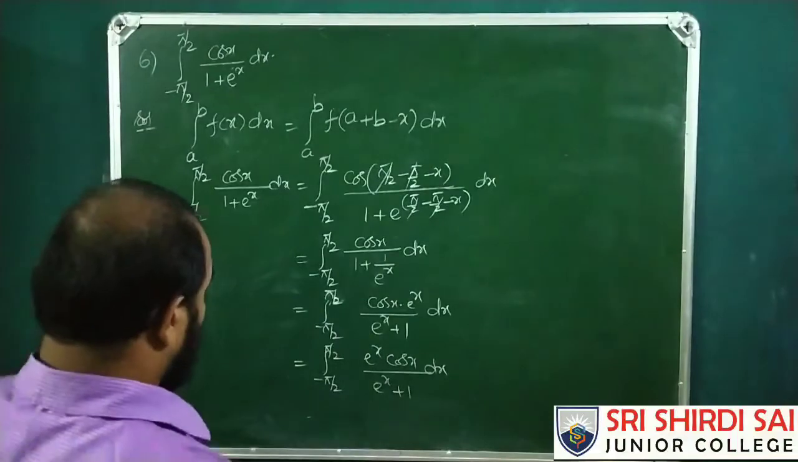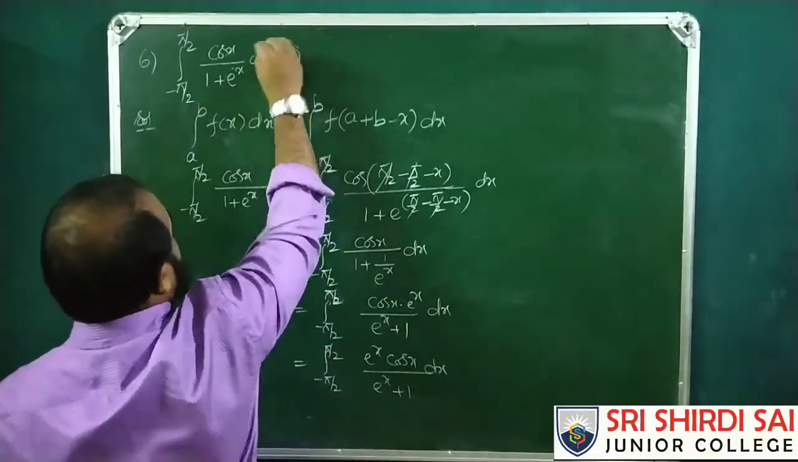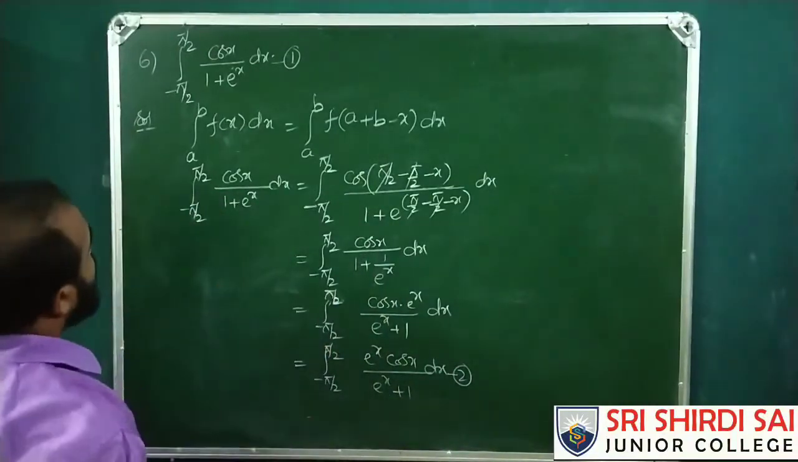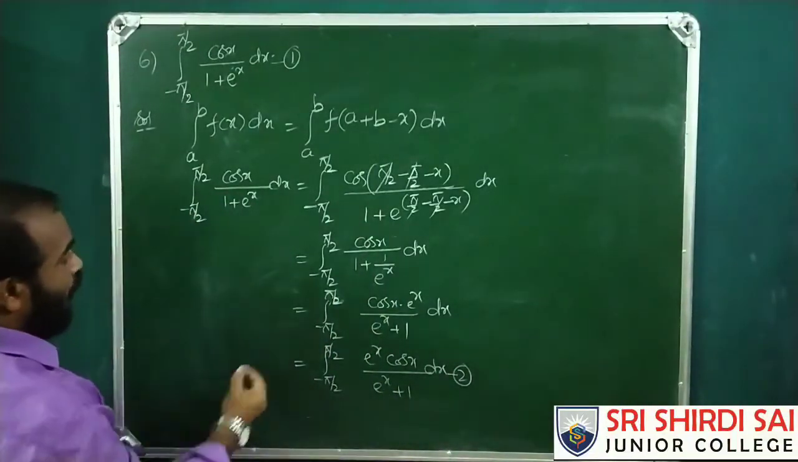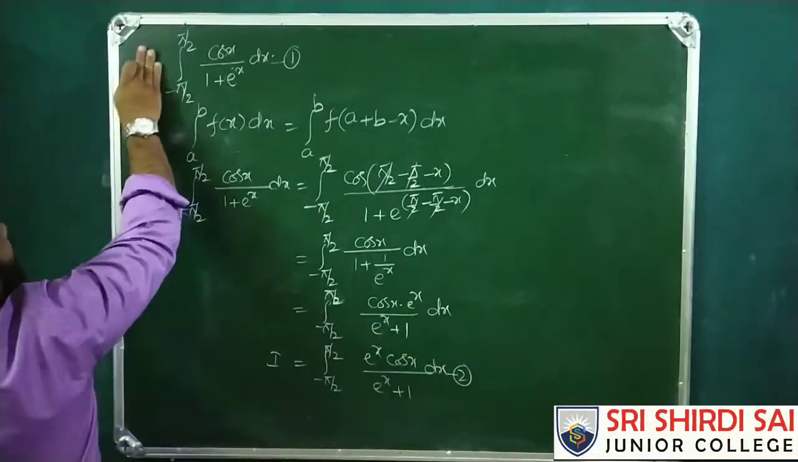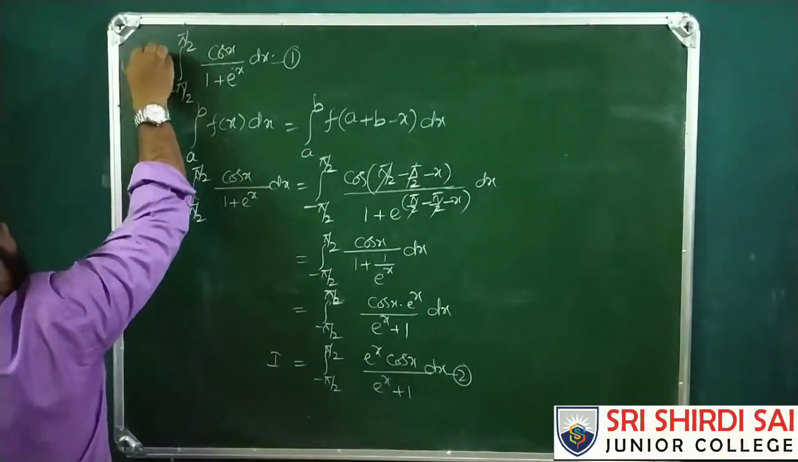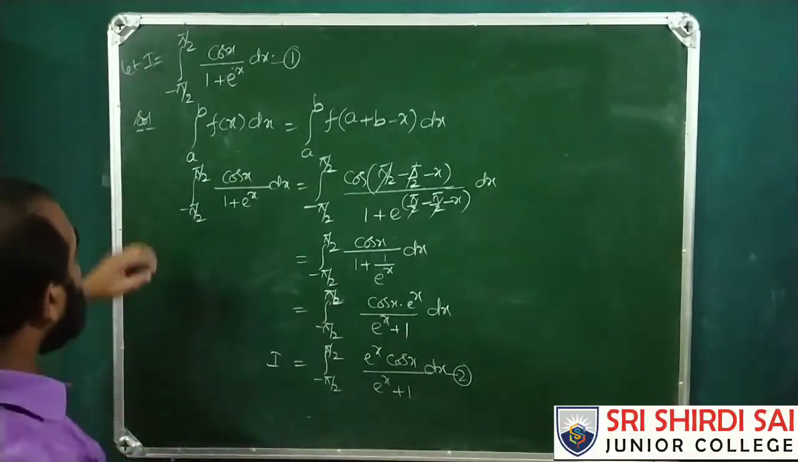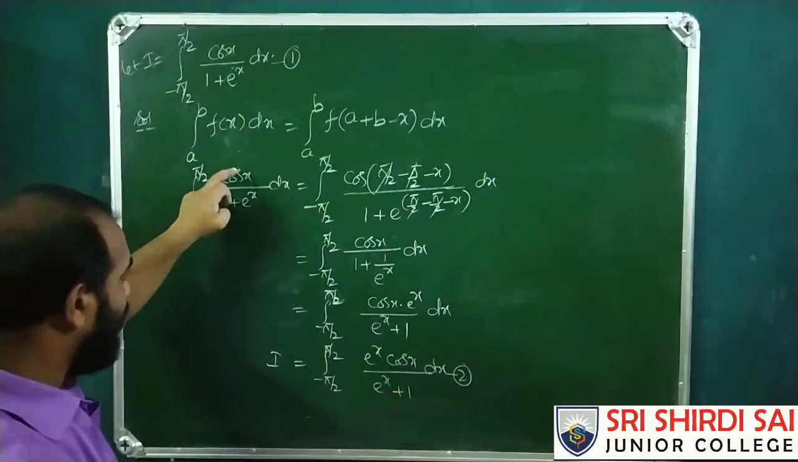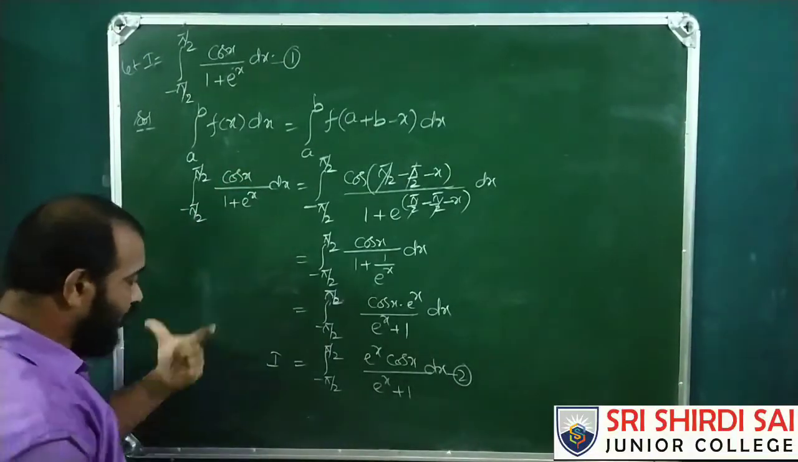So the original function is 1 and this is 2, let us suppose. This is also I only. So let I be what I am taking. So integral a to b f of x dx equals integral a to b f of (a plus b minus x) dx. Therefore this value is also I.